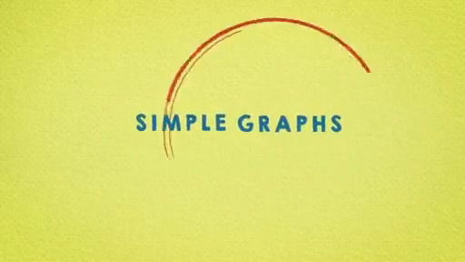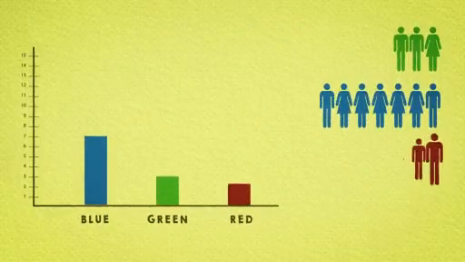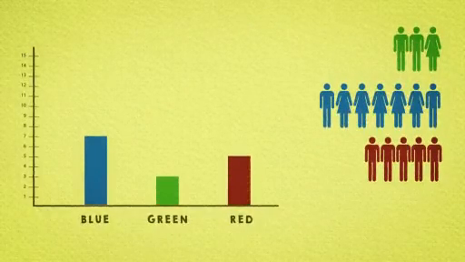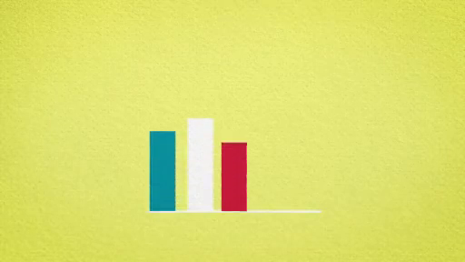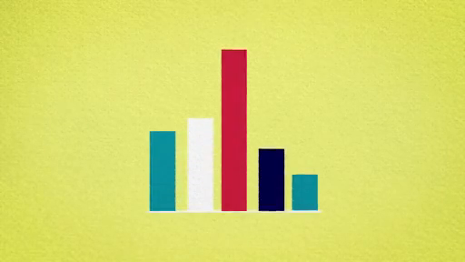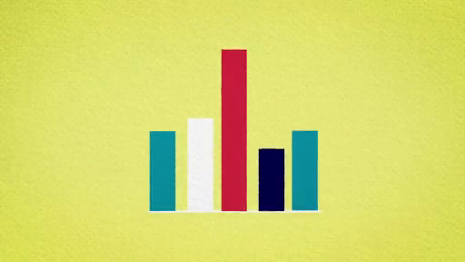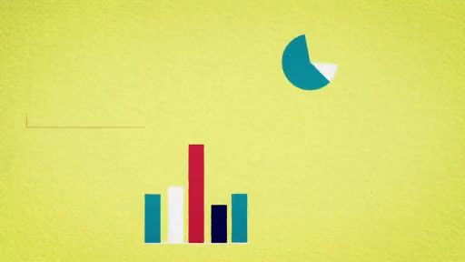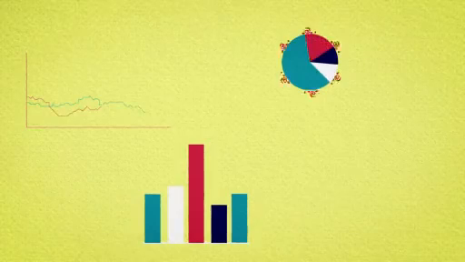Simple graphs. What is a graph? A graph is a way of showing numbers and relationships as a picture. There are different ways of drawing a graph, but all graphs are used to compare numbers together in one place so that they are easy to see. They help you to understand how much bigger or smaller one number is compared to another.